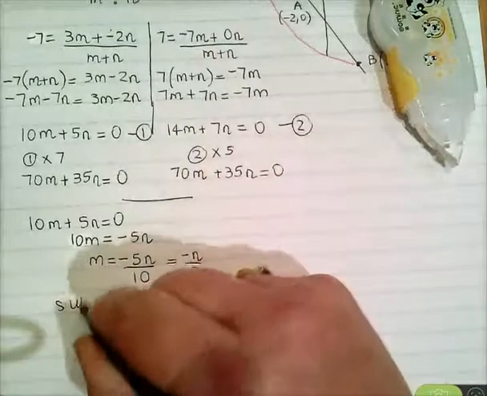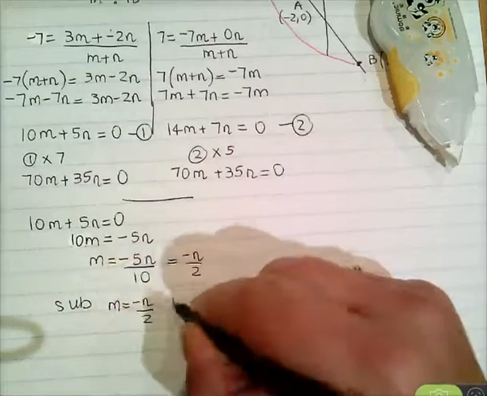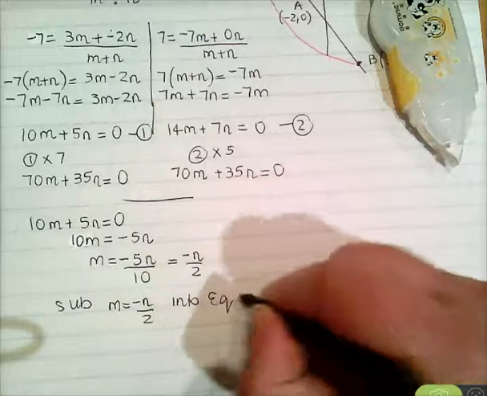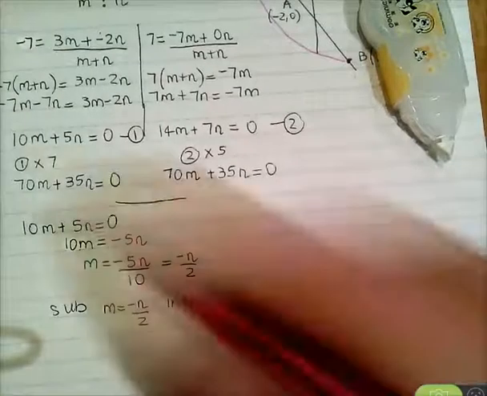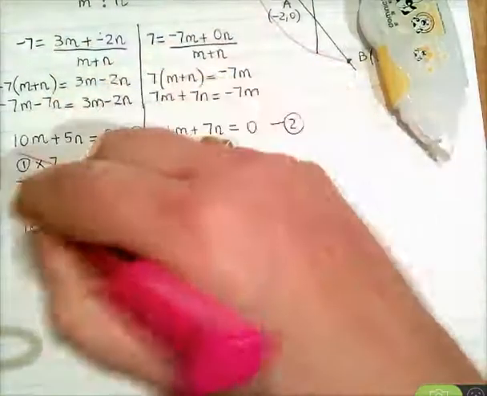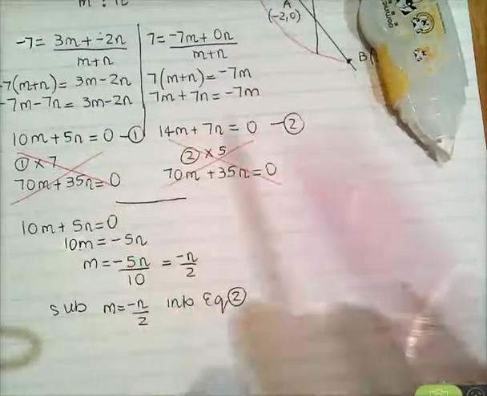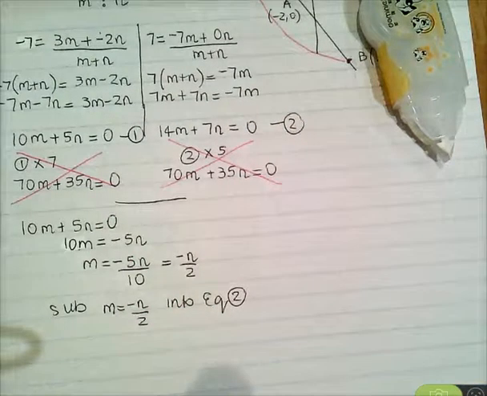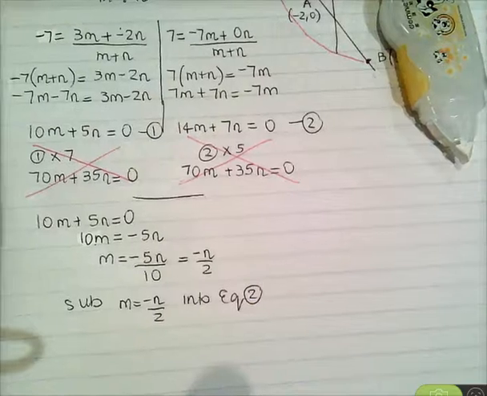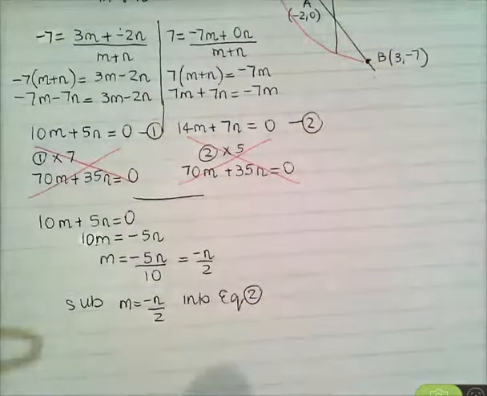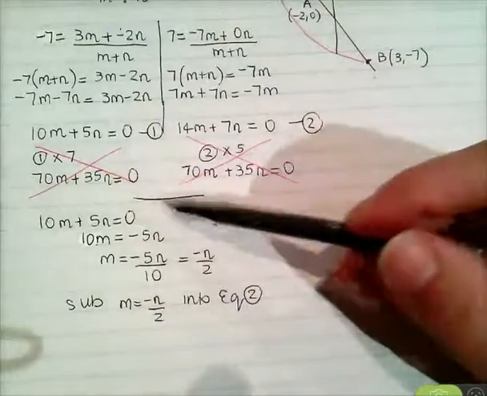So I'm going to substitute that m equals negative n on 2 into equation 2. Now remember, this up here did not work for us, so I'm actually going to cross that out. I'm going to cross this out because I ended up with two equations that were identical, so I'm not able to use simultaneous equations with two equations that are identical. So I had to abandon that method and decide to solve by substituting instead.